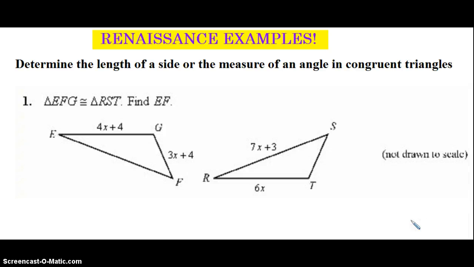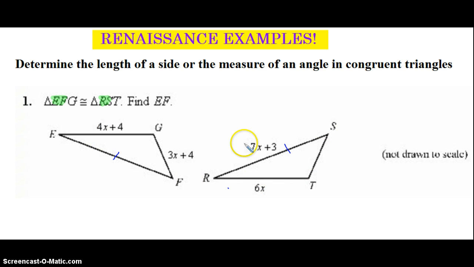Hi there, I wanted to give you a little input on some of the ways that Renaissance is asking you about congruent triangles. It's really important how the congruency is spelled. If it says EFG is congruent to RST, then this part EF would have to match RS. So EF would have to match RS. So I'm going to mark that.